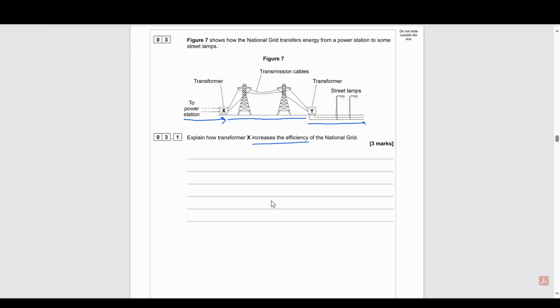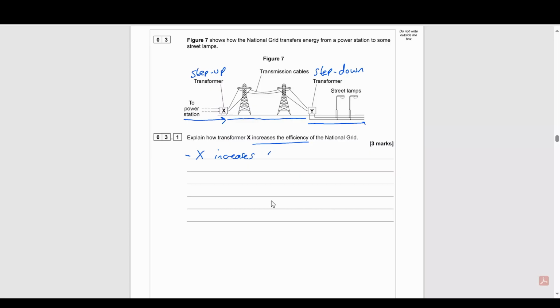Well, knowing how the national grid works, we should be able to identify what transformer X and transformer Y are. Transformer X is going to be a step-up transformer. Transformer Y is going to be a step-down transformer. Now, what do these mean? Step up means it's going to increase the potential difference. Step down means it's going to decrease the potential difference. So there can be our first point, by identifying what transformer X does. X increases the potential difference.